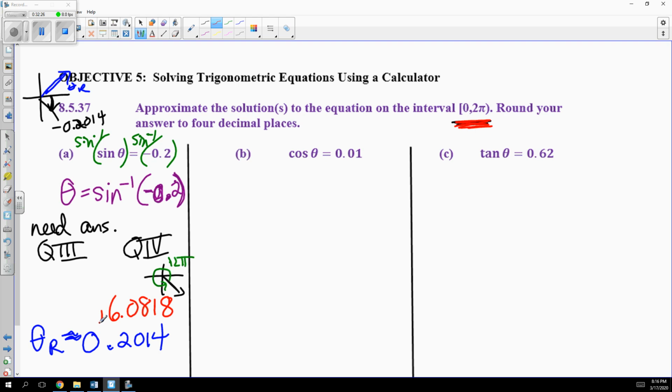I'm going to back up, and I'm going to do second sine, again, -0.2. And then I want to get the reference angle. To get the reference angle, I'm just going to multiply this by -1 to flip it up into quadrant 1. And then if I'm at the reference angle and want to get the quadrant 3 angle, I have to add pi to that, okay? So this is going to be a little bit tricky. So I'm going to do plus pi. And then you're going to get 3.3430. And those are your two angles in quadrant 3 and in quadrant 4.